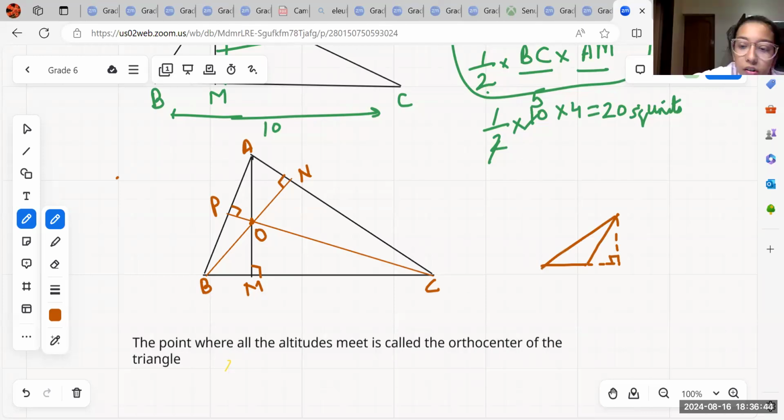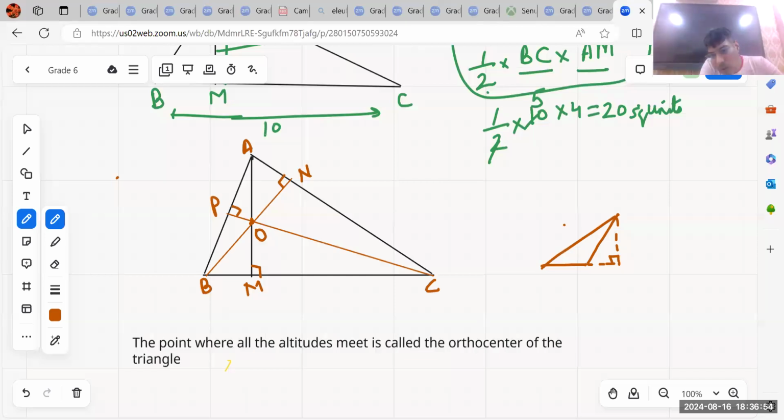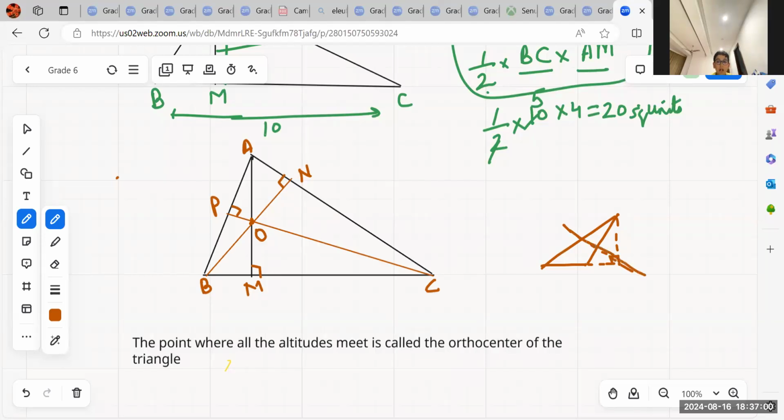So where will the orthocenter be? If the altitude is outside, then let's see. This is its altitude. So the orthocenter will also be outside. Then I found two altitudes.